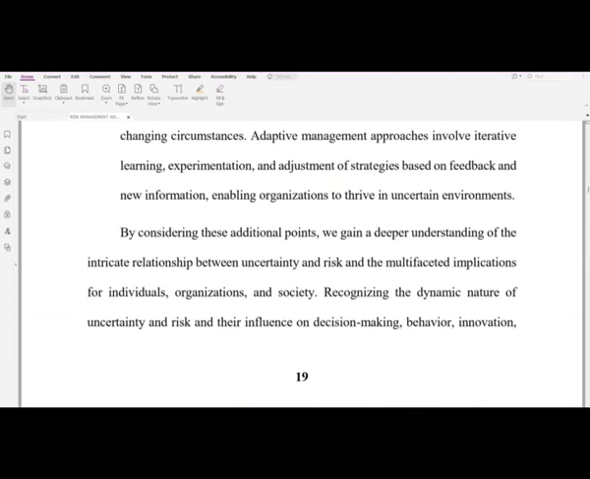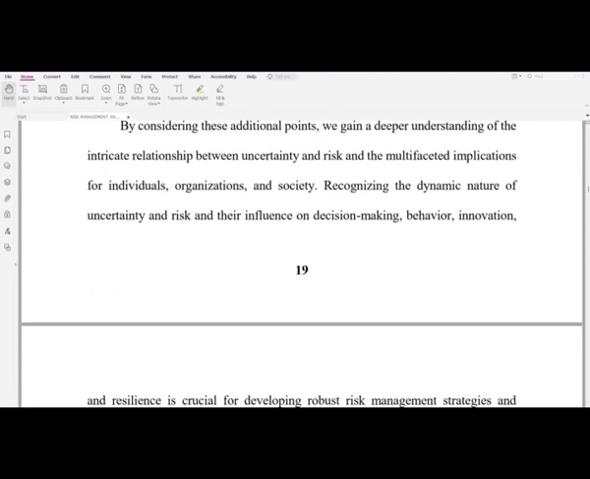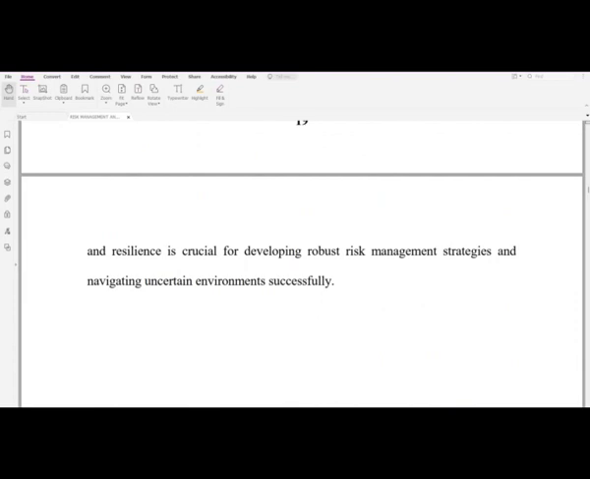By considering these additional points, we gain a deeper understanding of the intricate nature of the relationship between uncertainty and risk, and the multifaceted implications for individuals, organizations, and society. Therefore, recognizing the dynamic nature of uncertainty and risk and their influence on decision-making, behavior, innovation, and resilience is crucial for developing robust risk management strategies and navigating uncertain environments successfully.